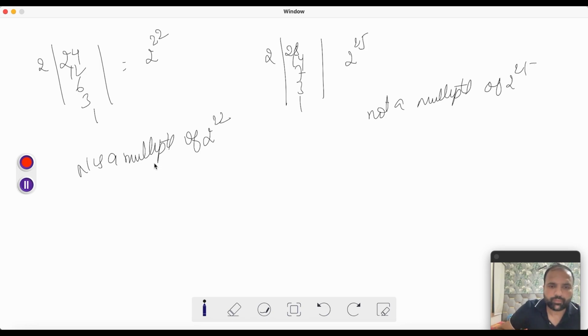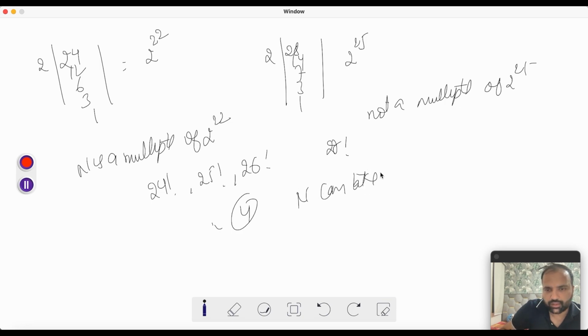So what are we trying to do? All the numbers including 24 factorial until it goes up to 27 factorial would be a multiple, but we don't want 28 factorial, because 28 factorial is a multiple of 2 to the power 25 as well. So it will be 24, 25, 26, 27 factorial. The answer would be 4. How many values can n take? n can take 4 values. Okay, we'll do another question, just to ensure that you all get it.